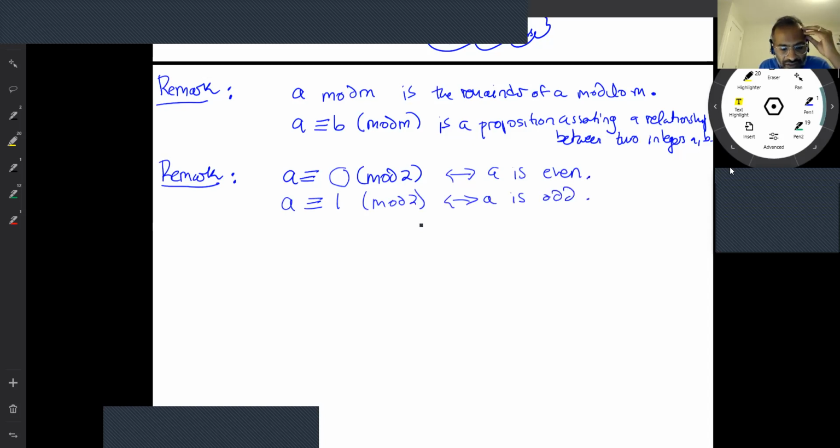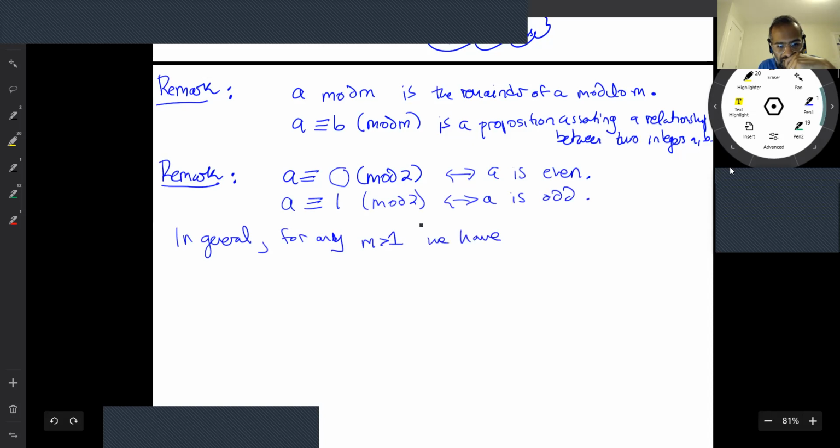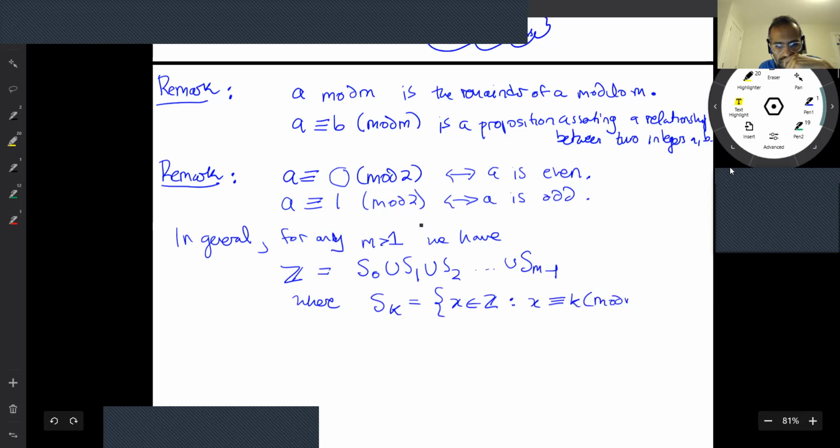So in fact, in general, if you have any integer n bigger than 1, we have that the integers are equal to S0 union S1 union S2 dot dot dot up to union S(n minus 1), where Sk is the set of all integers that are congruent to k mod n. And these are disjoint.